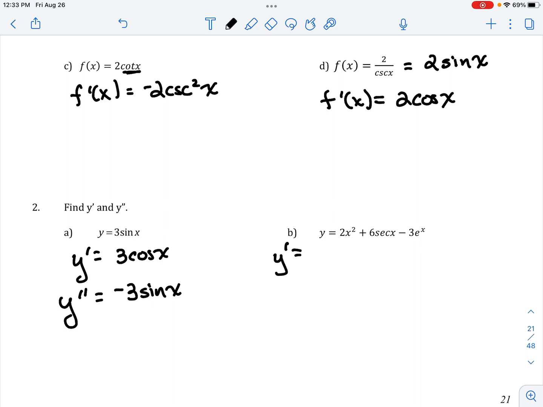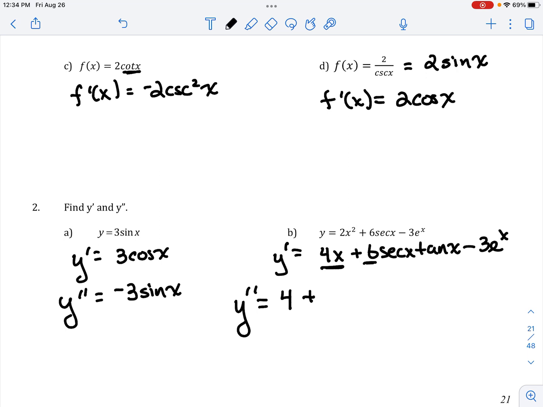Last one here, the derivative of 2x squared is 4x. Derivative of secant is secant tangent. And we learned the derivative of e to the x is just e to the x. The 3 just stays. So there's my first derivative. Let's go ahead and do the second derivative. The derivative of 4x is 4.